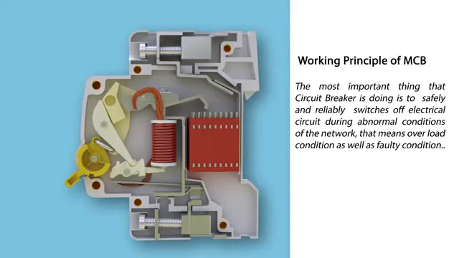Working principle of circuit breaker. The most important thing that circuit breaker is doing is to safely and reliably switches off electrical circuit during abnormal conditions of the network, that means overload condition as well as faulty condition.